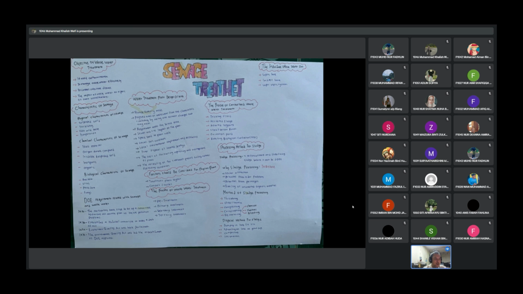Sewage. Bukan sewage. Sewing pula nama bunyi tu. Sewage. Tak apa, teruskan.